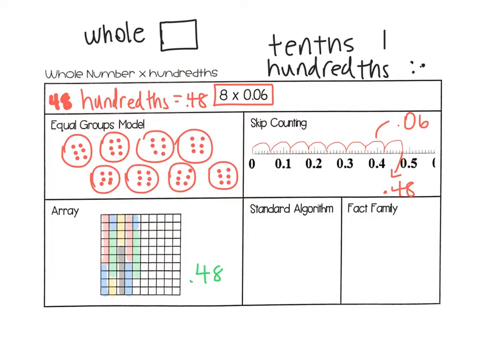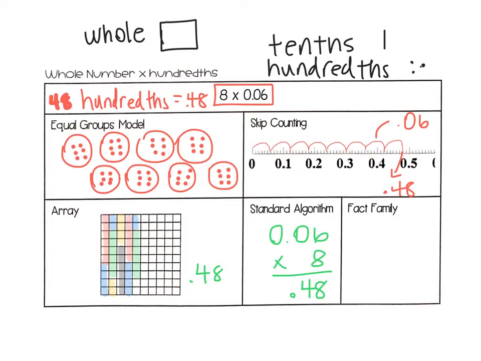Now for the standard algorithm, we have said that 6 hundredths times 8 groups is 48 hundredths. And in the problem you might notice where the decimal places are. In 6 hundredths, I have 2 decimal places, and in my answer, I also have 2 decimal places. I want you to keep that in mind because next week we're going to be looking more at the standard algorithm and at our decimal places.